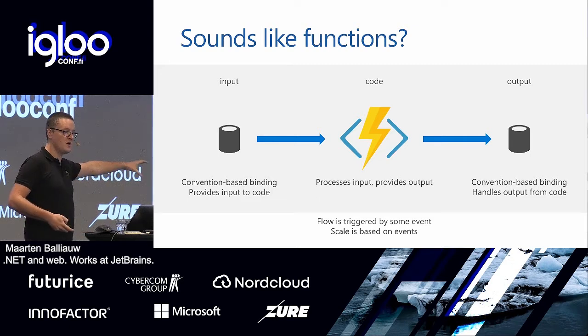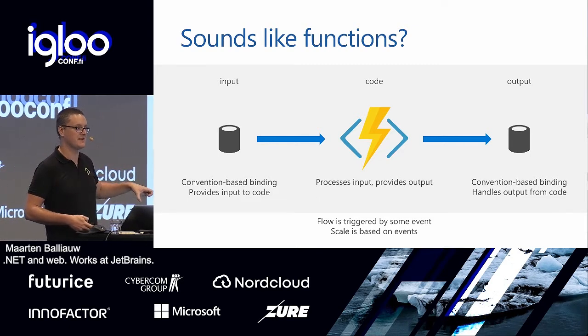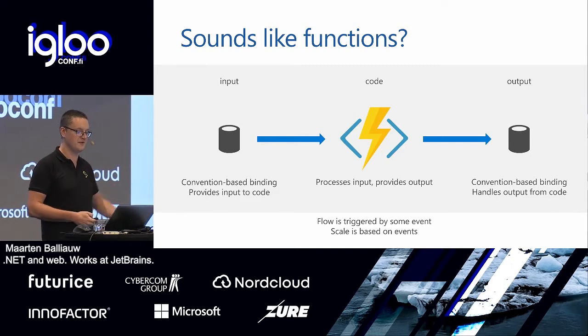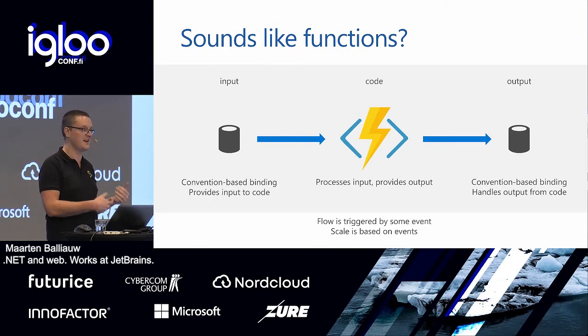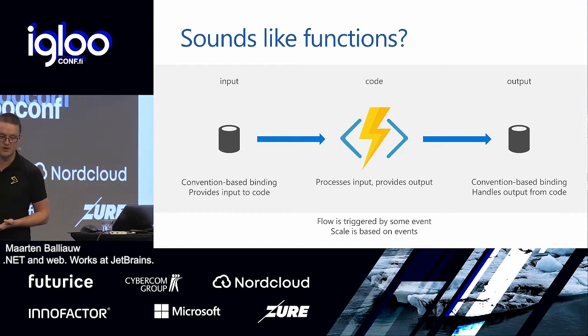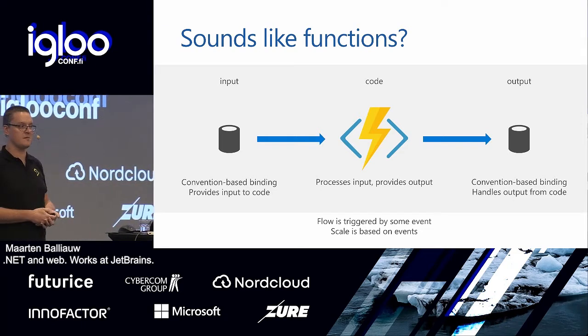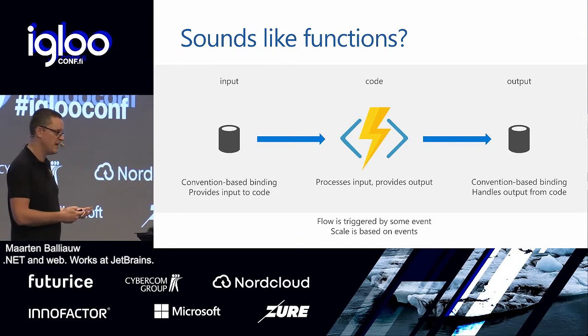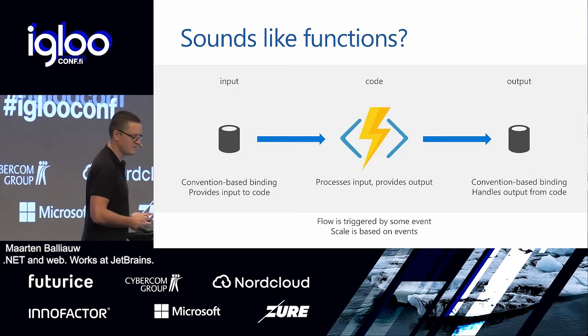Also, this entire flow is triggered by some event, and scale is also based on that event. So if there's no inputs, if there's no packages appearing, nothing will happen, and this thing can even scale down to 0 instances and not run at all, because there's no inputs. If there's a lot of packages coming in, if NuGet decides to re-sign every package that is on NuGet.org, well, we can scale up based on the number of events coming in. So this is actually really a very good fit for functions.